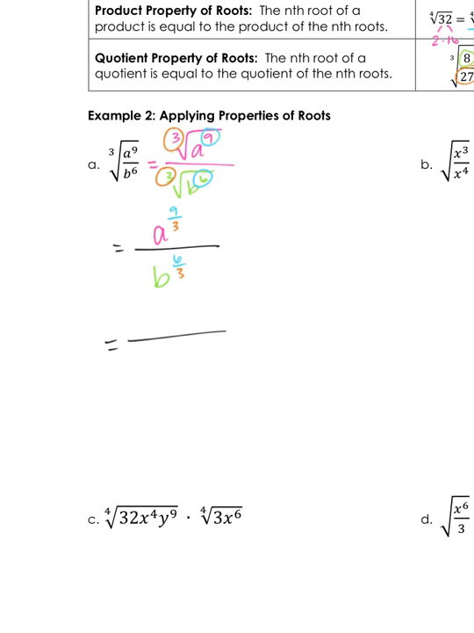And now I'm going to simplify those. So 9 divided by 3 is 3, so this becomes a to the 3rd. 6 divided by 3 is 2, so this becomes b to the 2nd. And this is my answer.